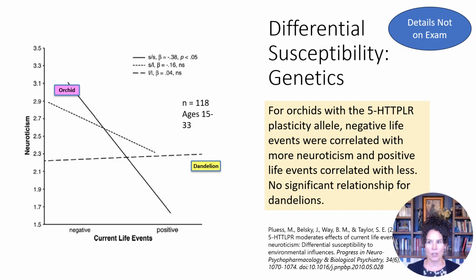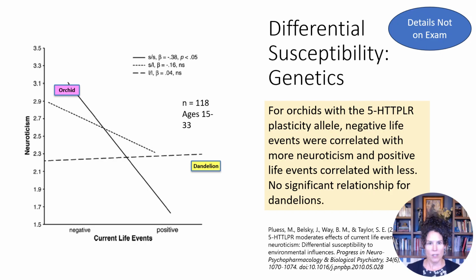And so what you can see here on this graph is that there's 3 lines. There's the homozygous short, so the kind of true orchids who had both the plasticity alleles for the short version of this gene. Then we've got the homozygous long, the bigger dotted line, the people who had both the non-plasticity alleles of this gene. And then we have the people who are heterozygous, one of each. And you can see that the pattern confirms how we understand differential susceptibility.